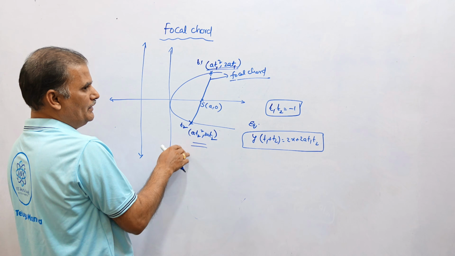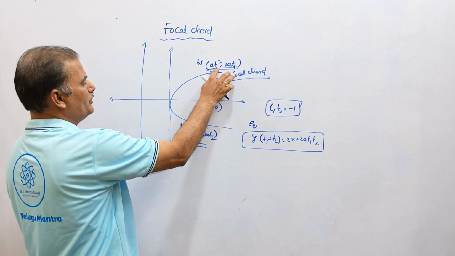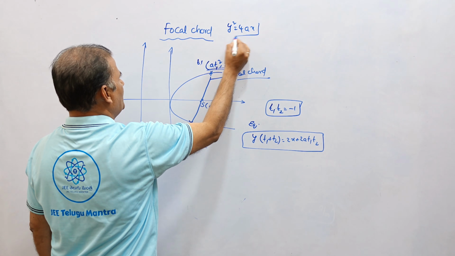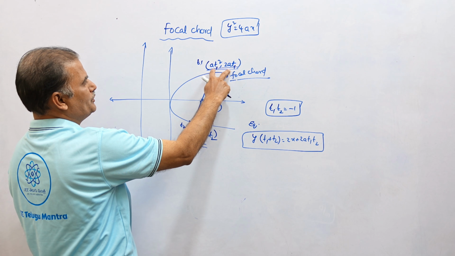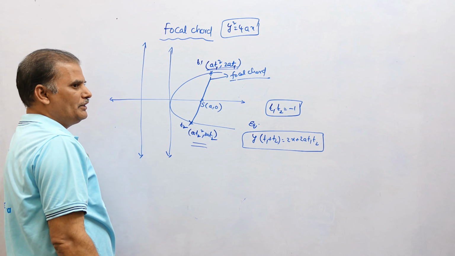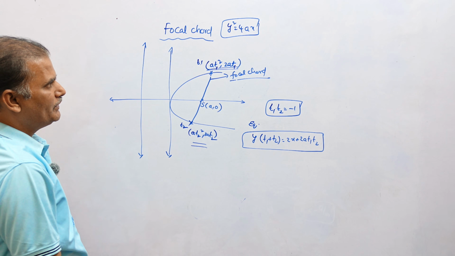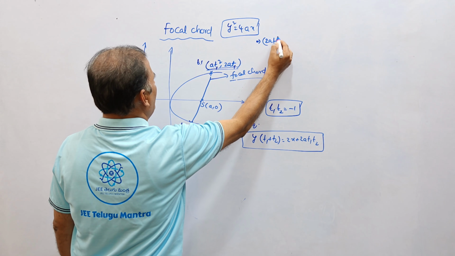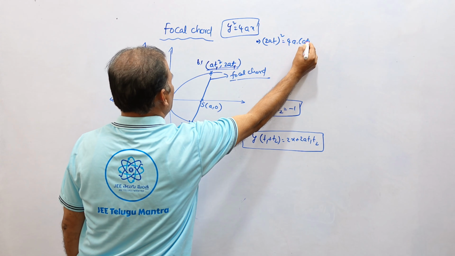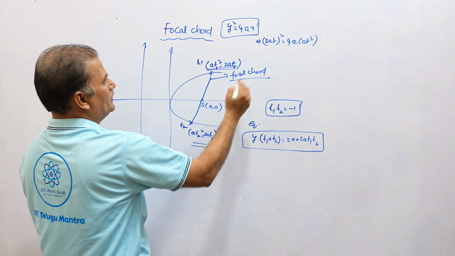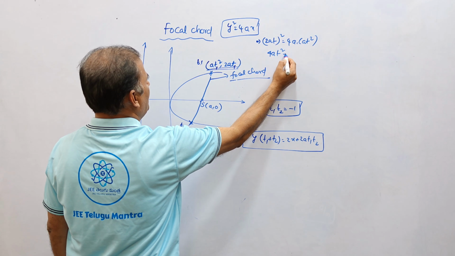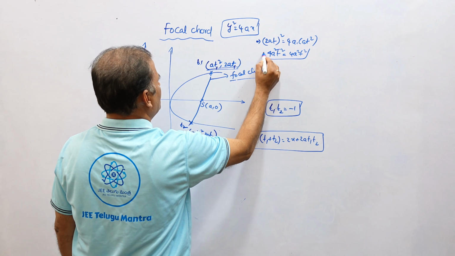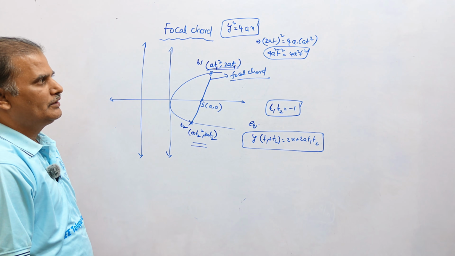These are called parametric formations. T1 is (at1 square, 2at1). How these two points come: from the original y square is equal to 4ax. If you substitute this point in the given general formula, it is satisfied. See here, in the place of y, we replace 2at. 2at whole square is equal to 4a into at square, the x value. Then this is 4a square t square is equal to 4a square t square.